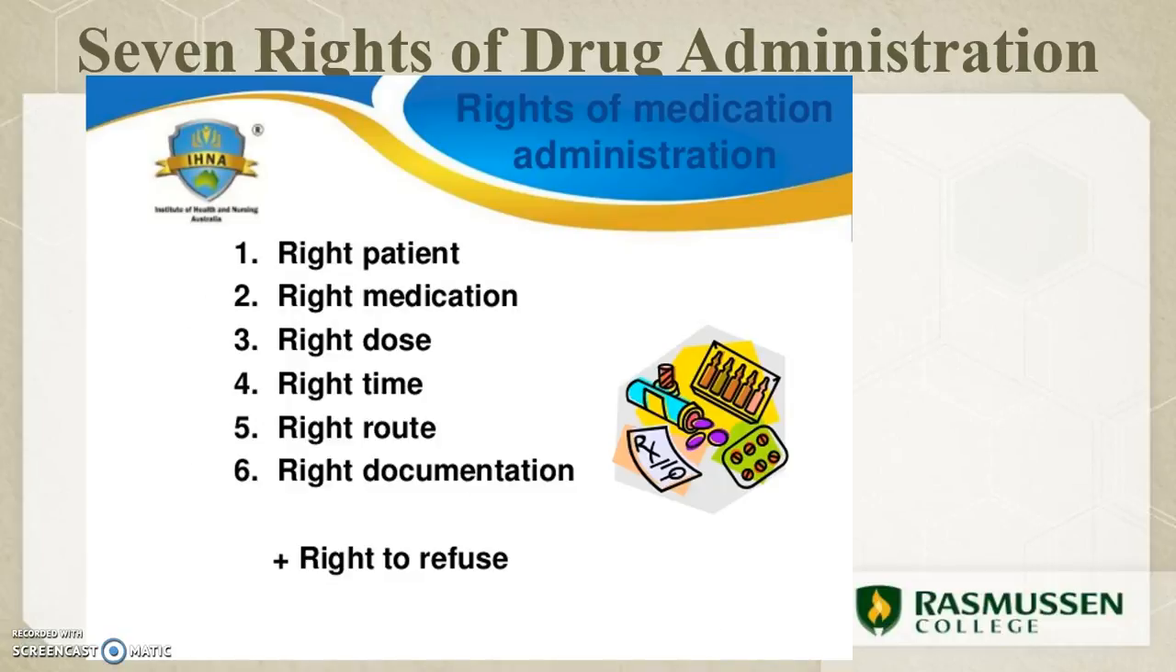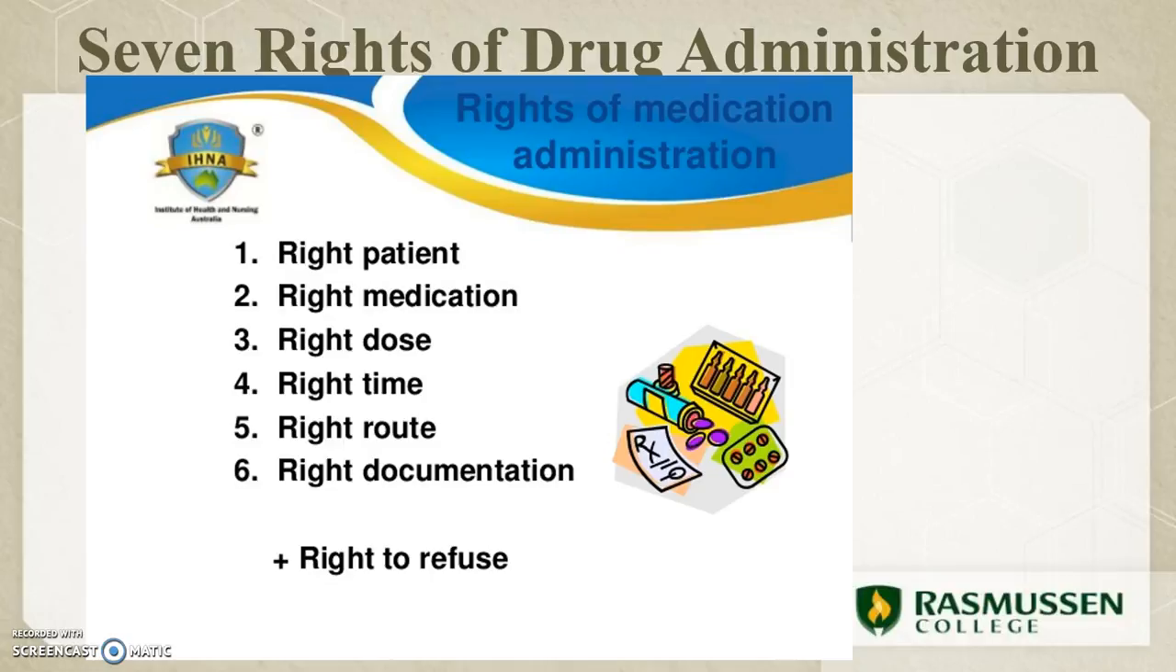The other thing that you must follow is what we call the 7 rights of drug administration. The 7 rights are the right patient, the right drug or medication, the right dose, the right route, the right time, the right documentation, and patients always have the right to refuse.